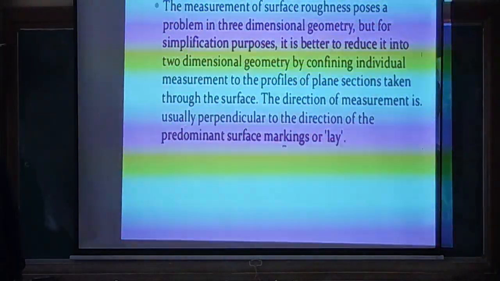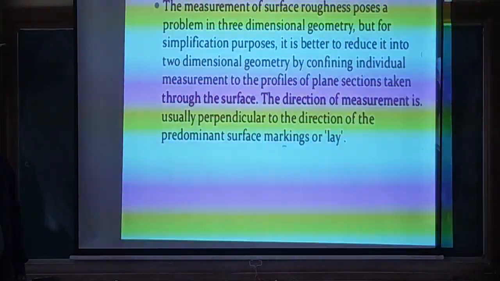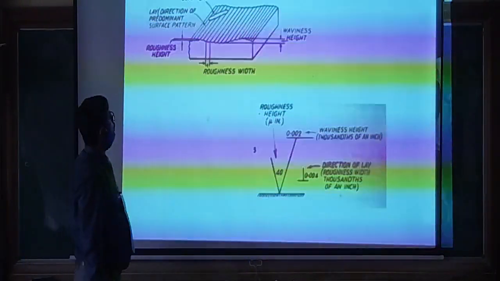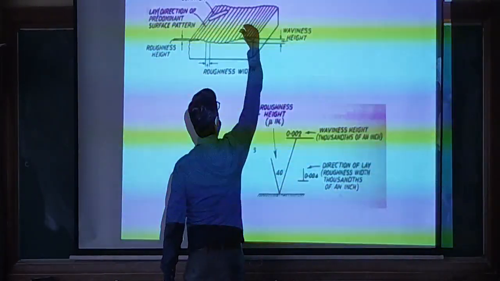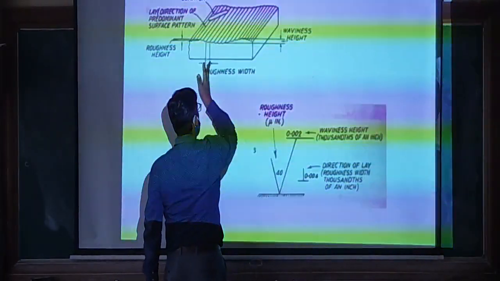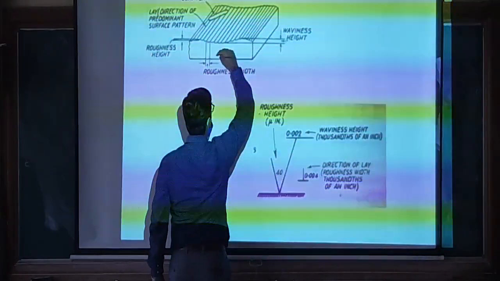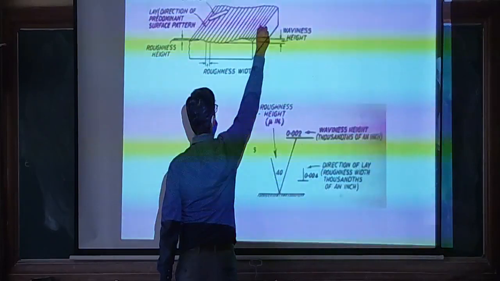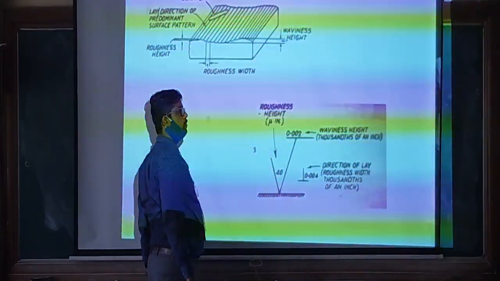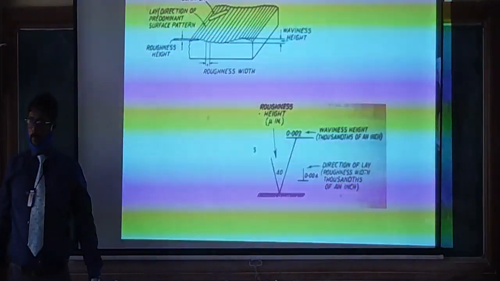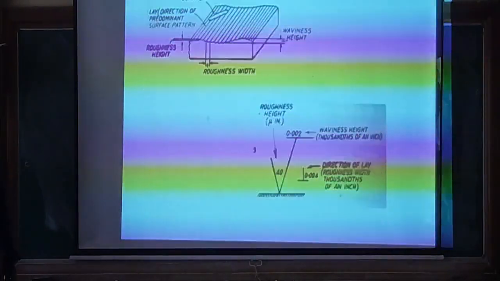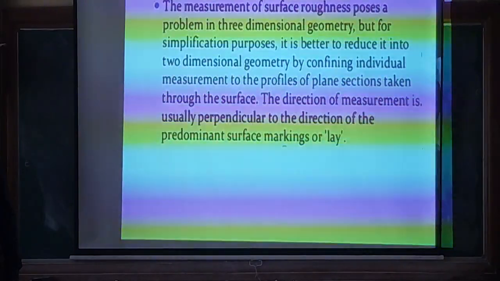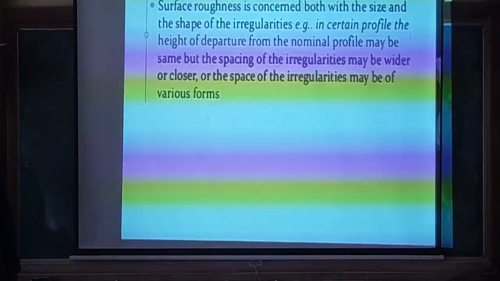So the same thing is given here. Two-dimensional in the sense that you take the section along the x-axis and along the y-axis, only two sections, x and y, and the measuring pattern should be like this. It should be perpendicular to the direction of the lay, the predominant surface pattern. That is given here in the surface roughness definition.